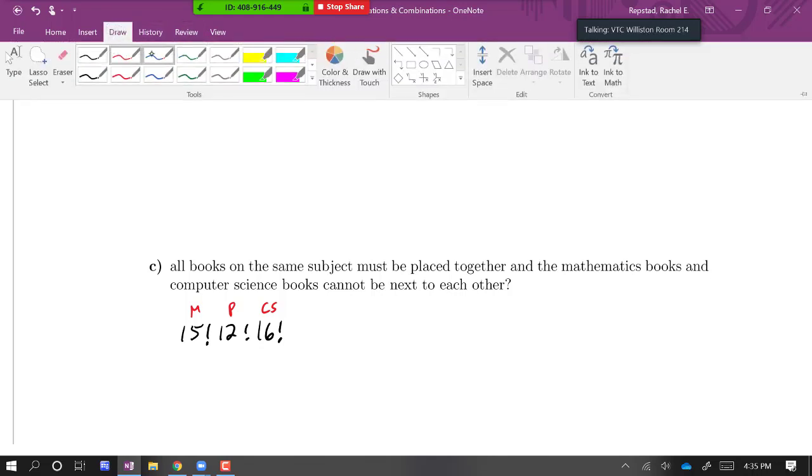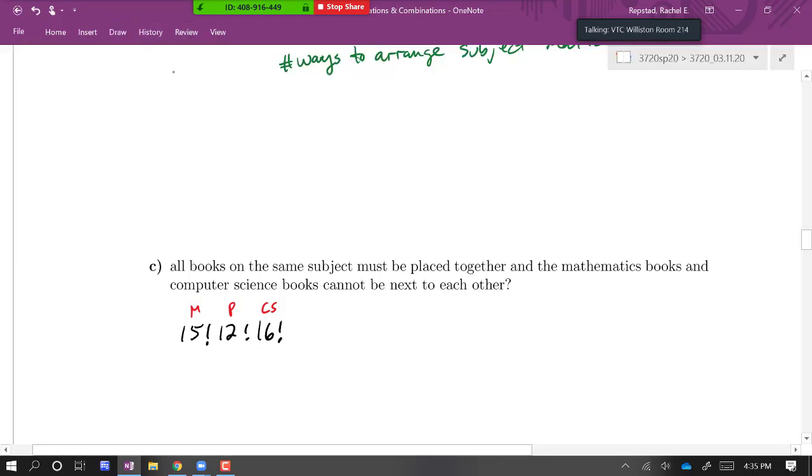How many different ways do I have to arrange the subject matters now? 2 factorial. Yeah, because we know basically that physics has to be in the middle, right? And then it's like, where does math go? Where does the computer science go? So it has to be math, physics, computer science, or computer science, physics, math.